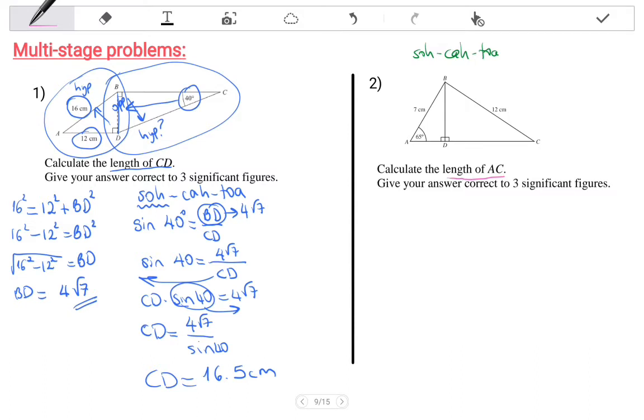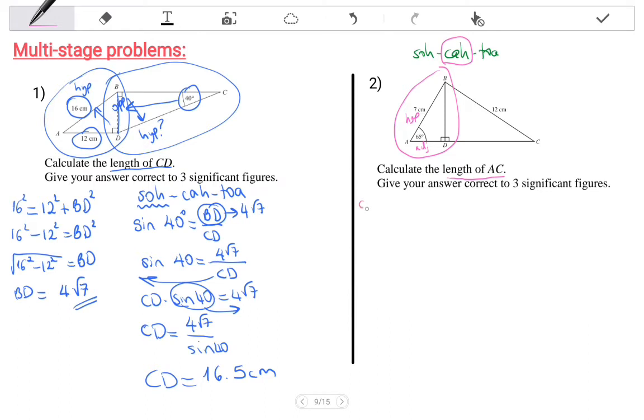First of all, let's start with the triangle ABD. I need the length AD and I can find it. AD is the adjacent side of 65 degrees and 7 is the hypotenuse of the triangle. So adjacent and hypotenuse is used in cosine.